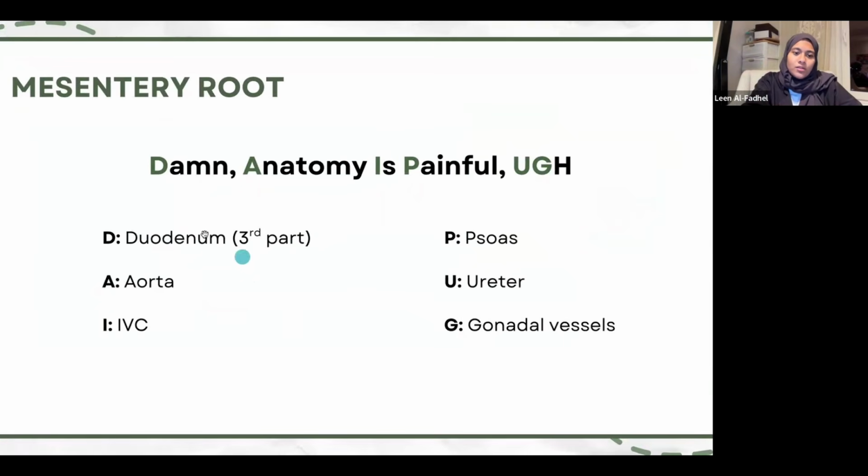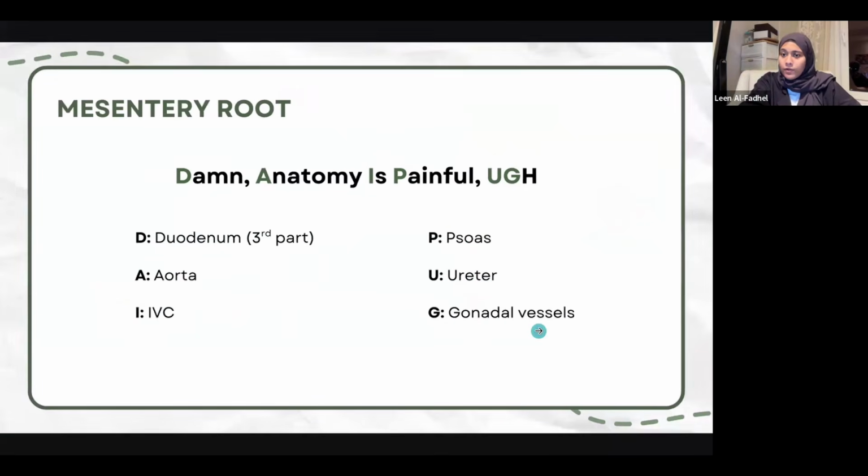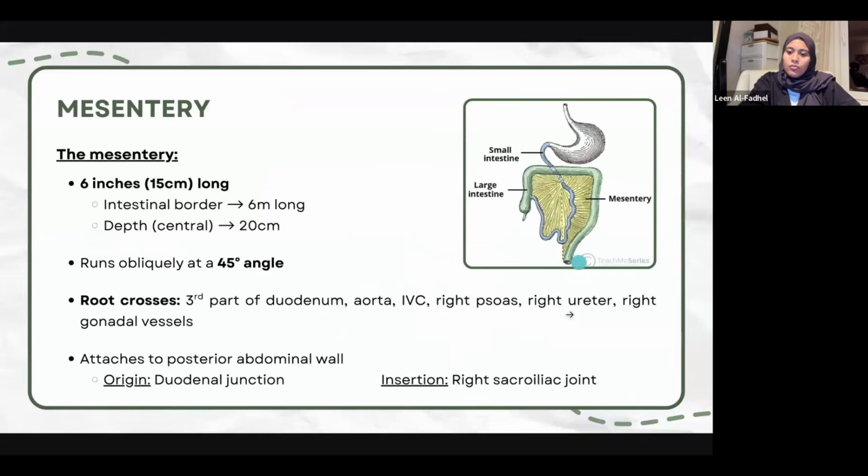So, D for duodenum, third part specifically. A for aorta. I for IVC. P for psoas. U for ureter. And G for gonadal vessels. And fun fact, everything here, all to the right. So, right psoas, right ureter, right gonadal vessels.